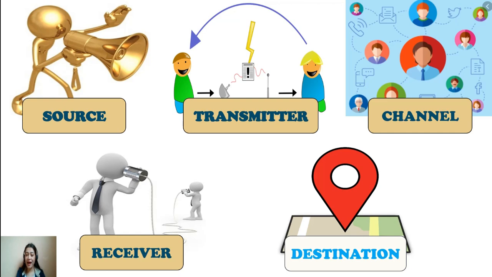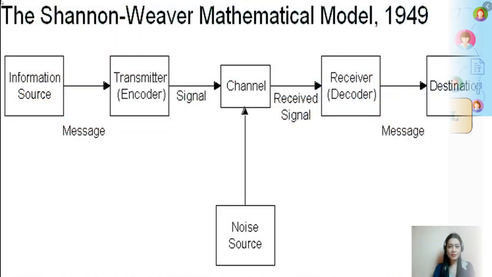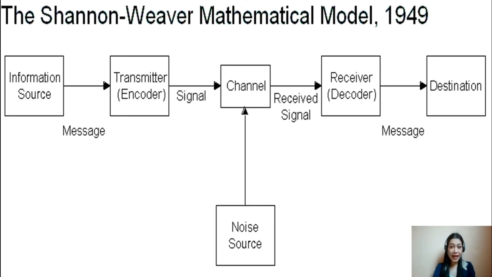And lastly, we have the destination. So, the receiver and the destination are actually just the same. This refers to whom the message is meant for. Okay, now let's look at the diagram of this model. As you can see, communication starts from the information source or the sender, the one who sends the message. And then the sender starts to transmit or encode his message through signals.